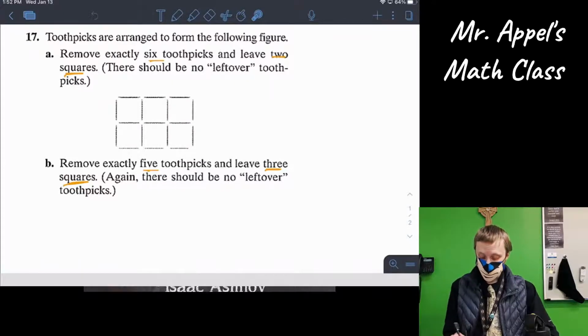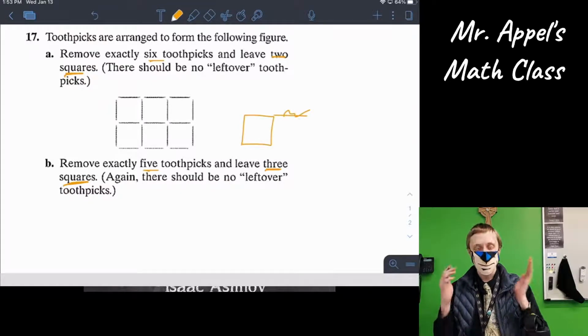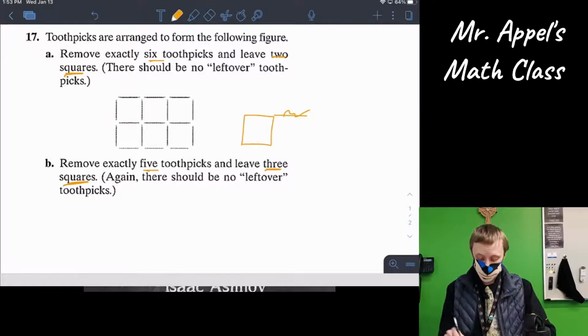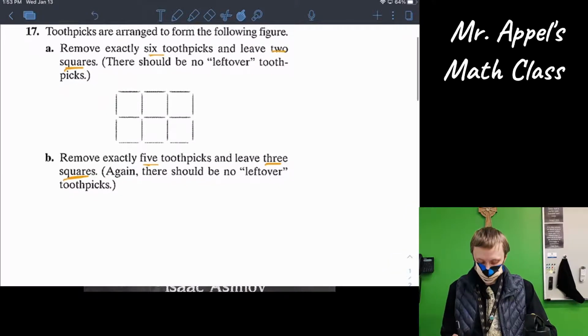Now, when it says there should be no leftover toothpicks, that means notice how every toothpick already on there is part of a square. You can't have a square and then one stick pointing off to the side like that. That stick does nothing. That's not allowed. Right? Every toothpick has to be part of a full square. Okay? But I didn't say anything about the size of that square, now did I? Might make use of that.